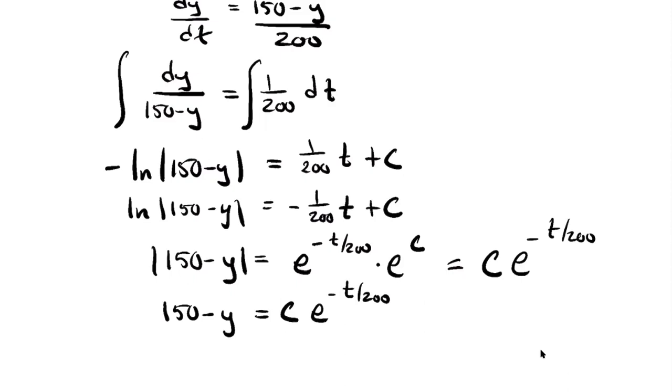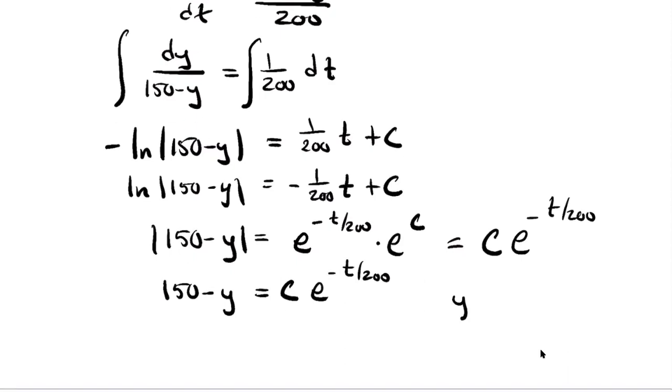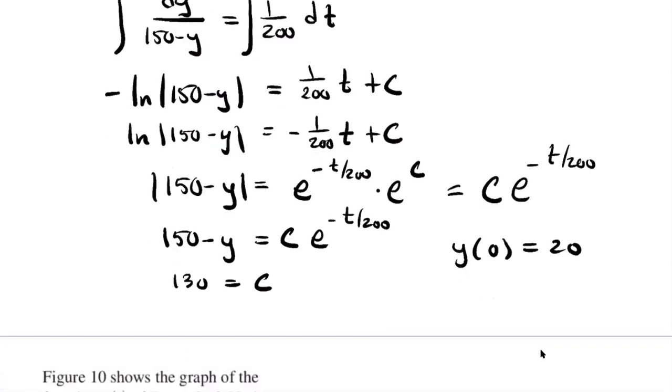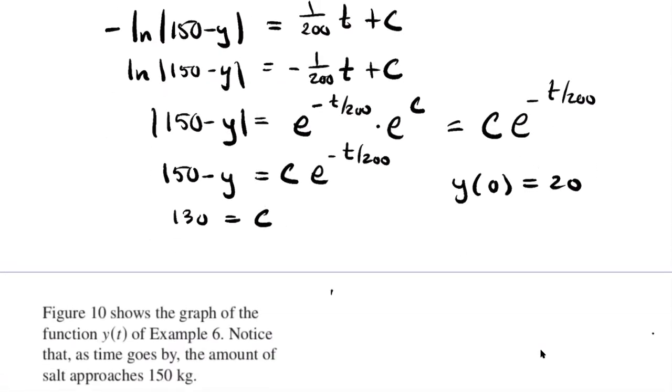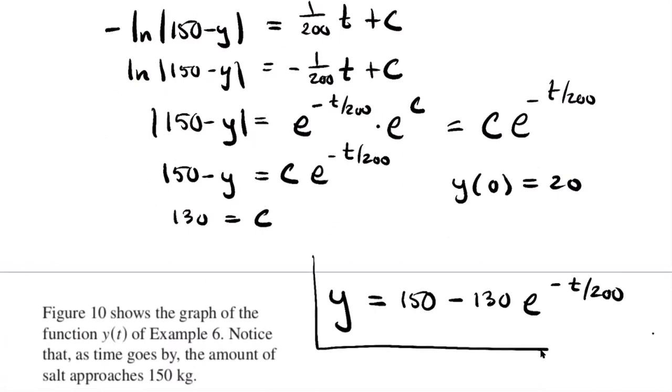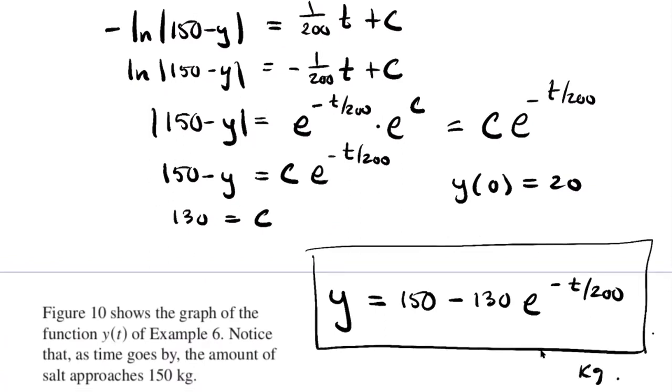Okay, in this form, we can use our initial condition. Remember when you plug in t equals 0, we were supposed to get 20 for y. Well, 150 minus 20 is 130. E to the 0 is 1, so c is 130. And then if I just rewrite that, solving for y, we've got our solution. Y is equal to 150 minus 130 e to the negative t over 200. So that function gives me the amount of salt in kilograms in this tank at time t.